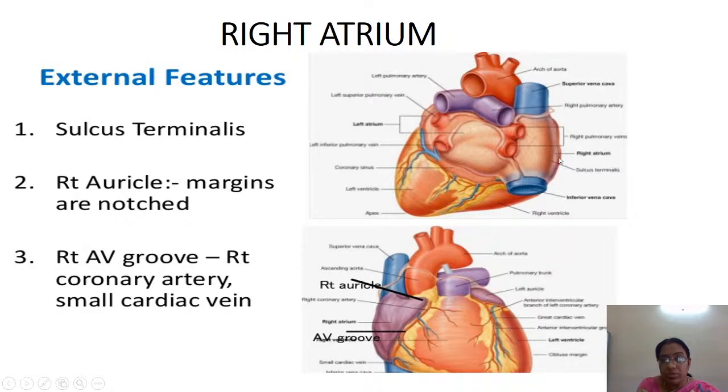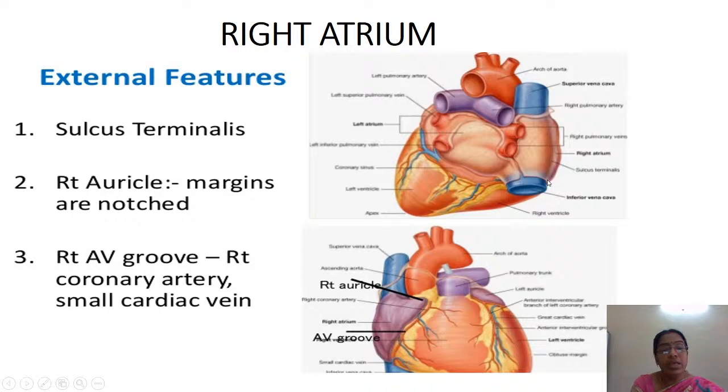When you have to open the right atrium, because next we will go inside the right atrium and see, the part where we will be cutting is at the sulcus terminalis. We will give a nick, a cut at that part, and open. So this is the sulcus terminalis, which extends from the superior vena cava to the inferior vena cava.